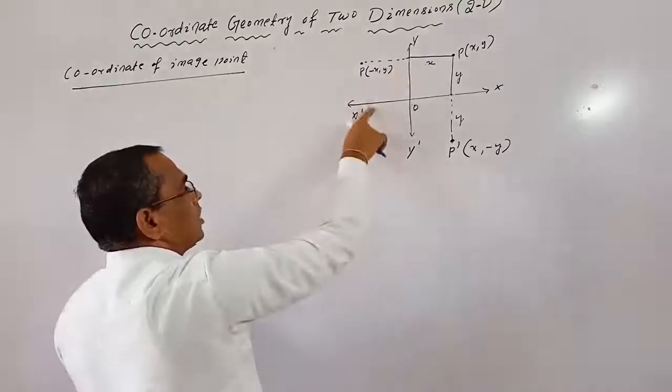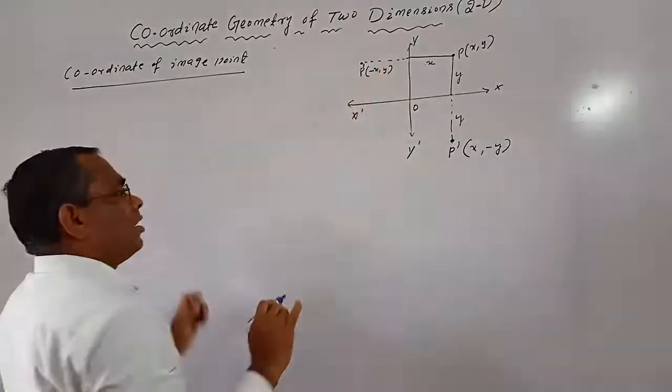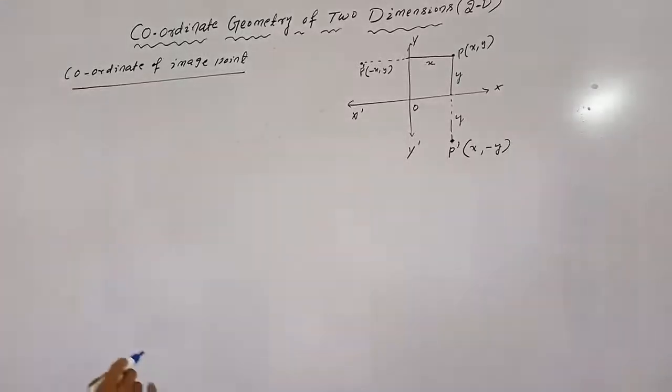Why is it minus x comma y? Because this point p dash lies in the second quadrant. In the second quadrant the sign of the coordinate is minus comma plus.